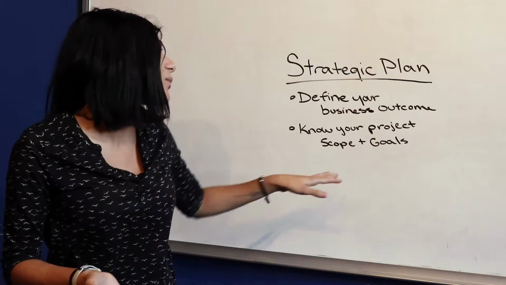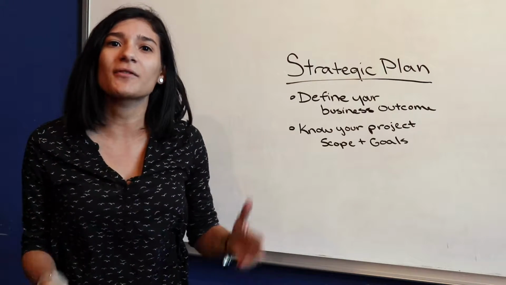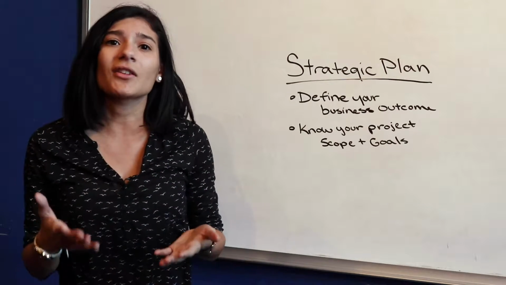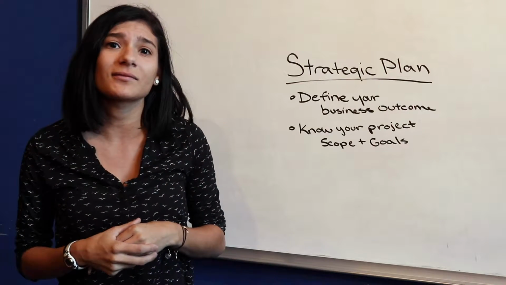And then secondly, you want to know your project scope and goals. Maybe create a roadmap and have different versions, each adding a new feature or functionality to it. This way you can see your app progress through time and get better in quality.